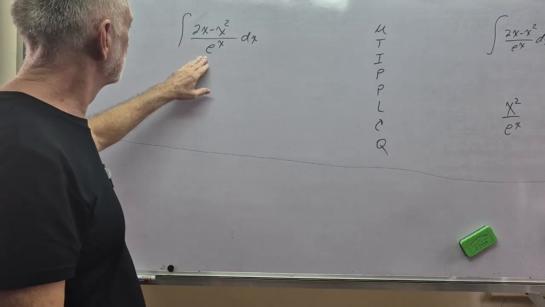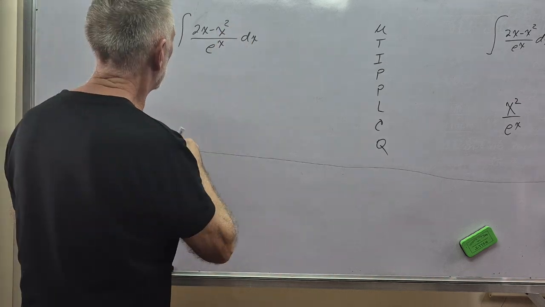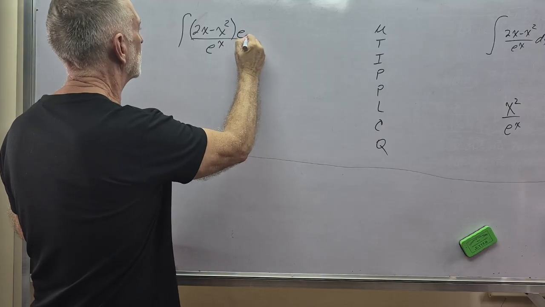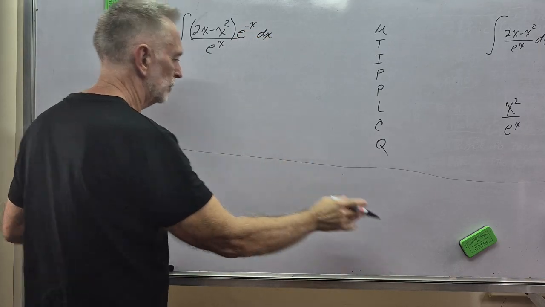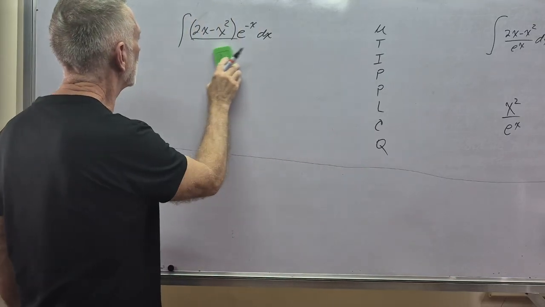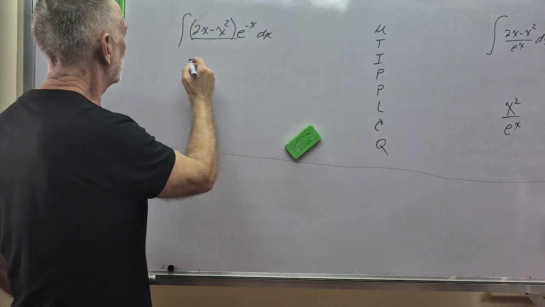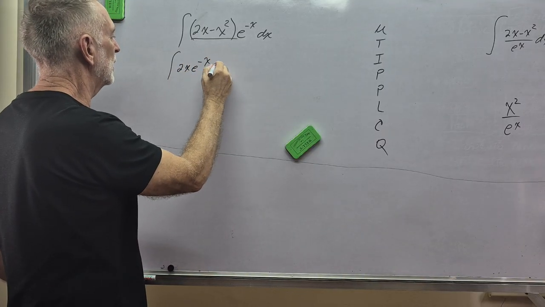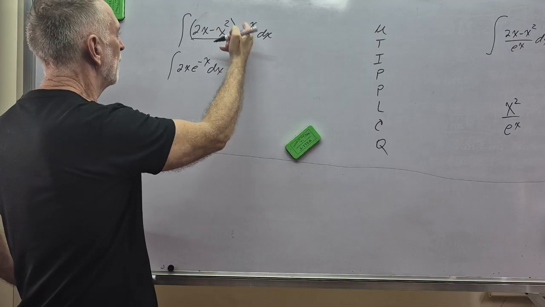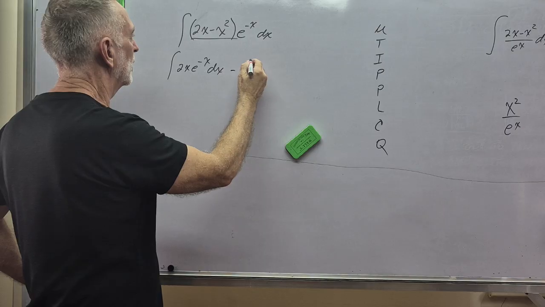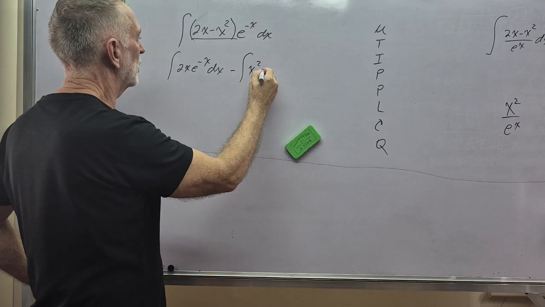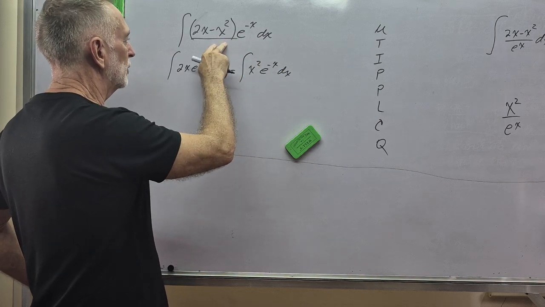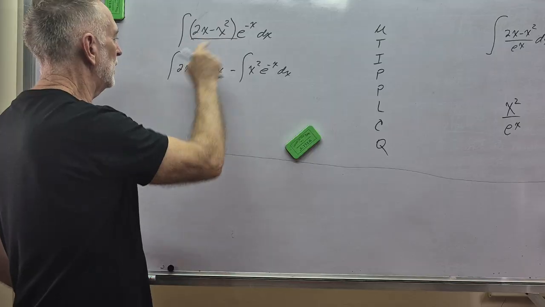Okay, so in this case, let's bring this to the numerator first. e to the minus x dx. Let's do that. Okay. Now let's distribute that. I have the integral of 2x e to the minus x dx minus the integral of x squared e to the minus x dx. So all I've done is move that e to the x to the numerator and distribute it to each term.